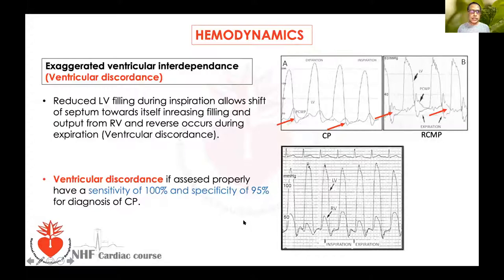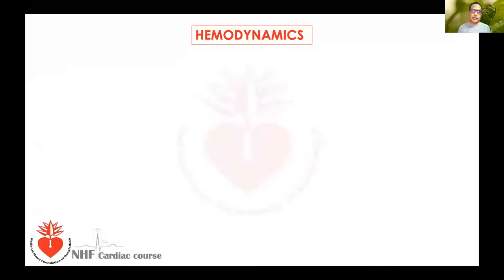And another important thing of discordance, you can see during inspiration, LV pressure decreases, but RV pressure rises. During expiration, RV pressure decreases and LV pressure rises. This is called ventricular discordance. This discordance has a sensitivity of 100% and a specificity of 95% for the diagnosis of constrictive pericarditis. So this feature is very important hemodynamically for diagnosis of difficult cases of constrictive pericarditis.